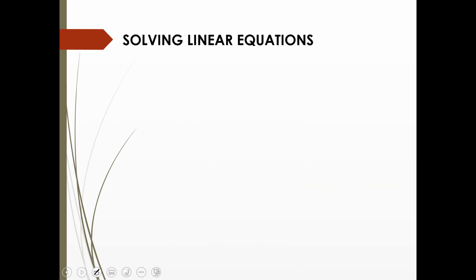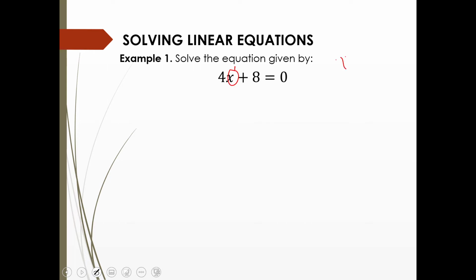So this time we are going to solve the linear equation. Solve the equation given by 4x plus 8 equals 0. How are we going to solve this one? This is linear. Highest power is 1. What should be the value of our x? So that is the question. To solve this one, the left side should be all x, and the right side should be numbers.